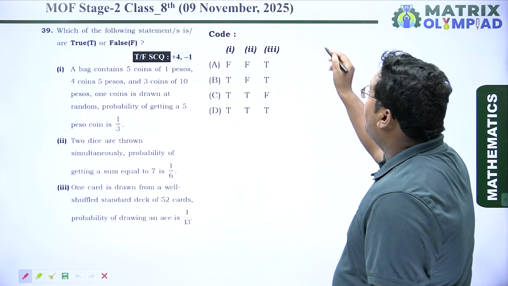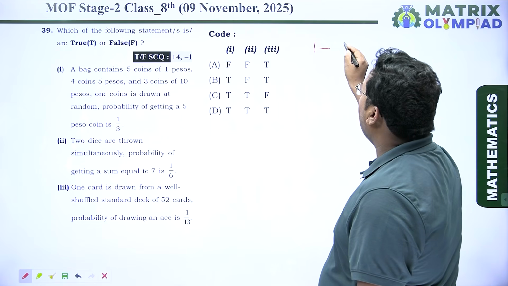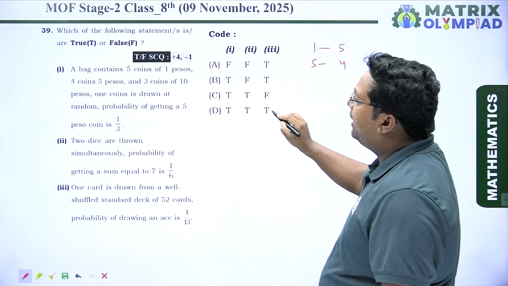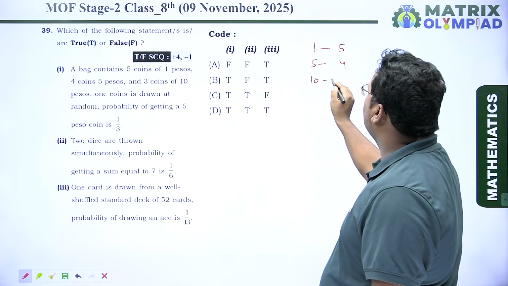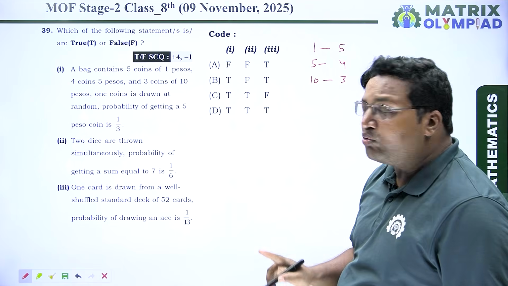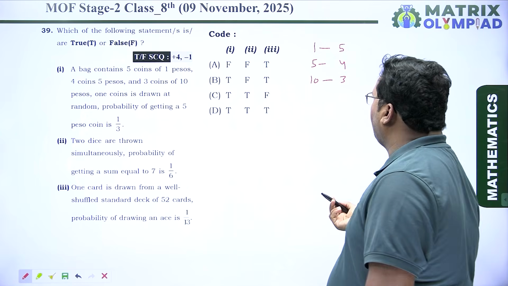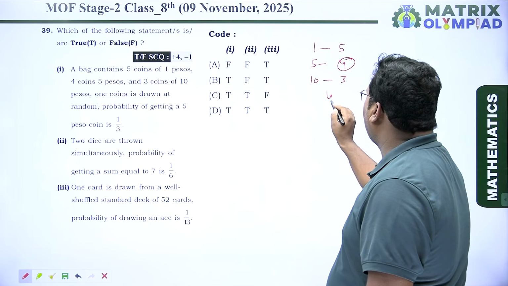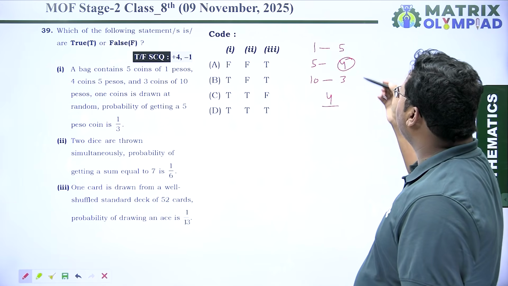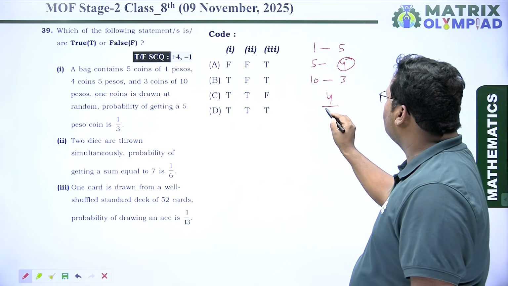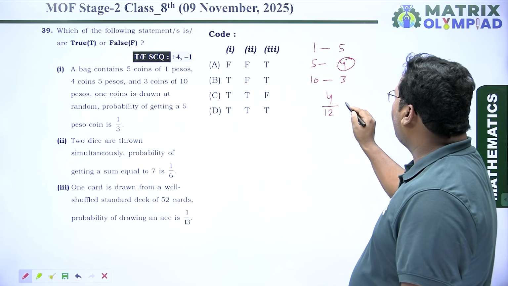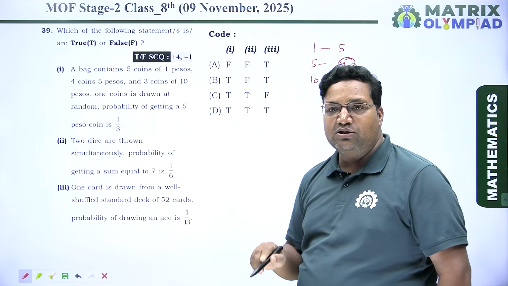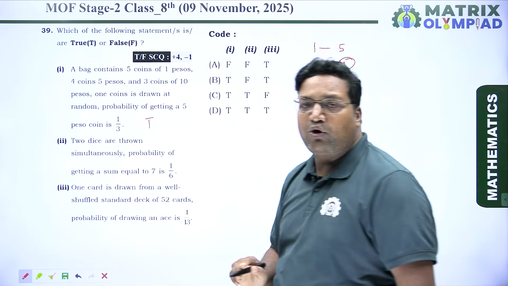Here you can see 1 peso coins are 5, 5 peso coins are 4 and 3 coins of 10 peso, and we have to find out the probability of getting a 5 peso coin. So here you can see 5 peso coins are 4. So the favorable outcomes are 4 and total outcomes are 5 plus 4 is 9, 9 plus 3 is 12. So it is 4 by 12, which is equal to 1 by 3. So it means the probability of getting a 5 peso coin is 1 by 3. It means this statement is a true statement.